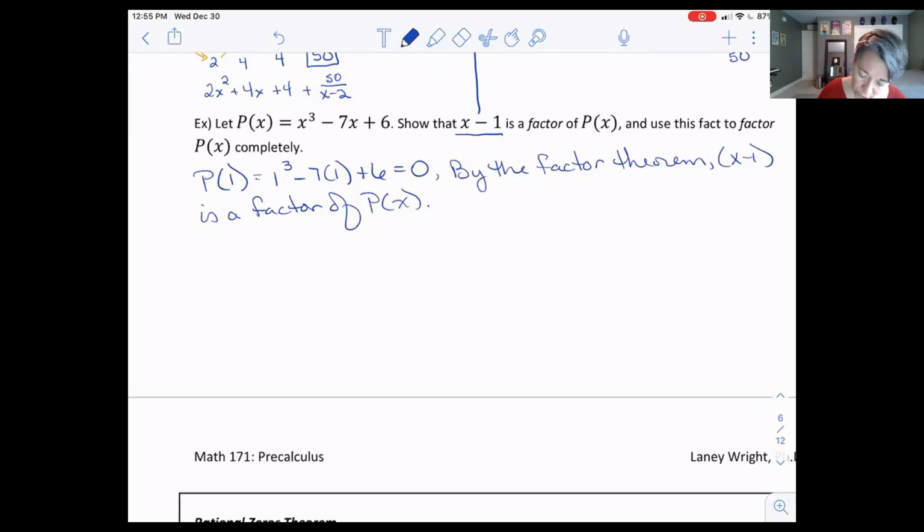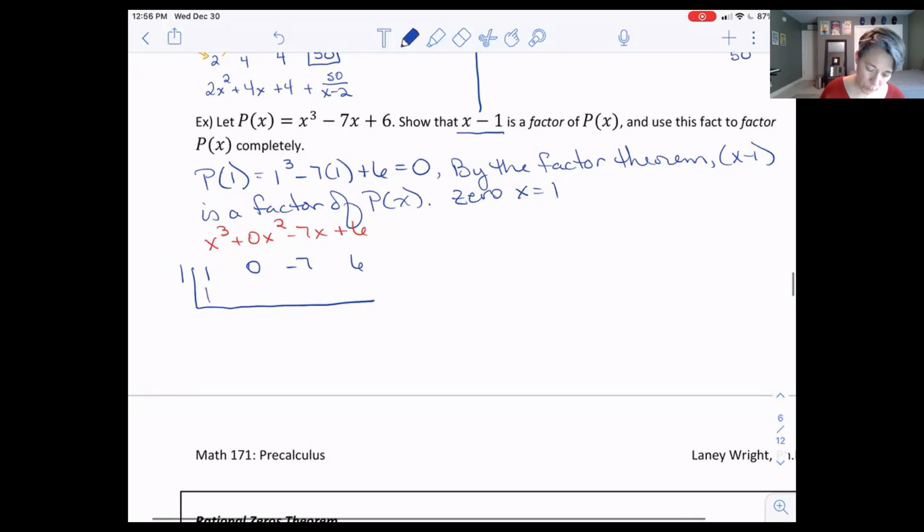So here our 0 is x equals 1. So we're going to divide by that 1. And again, our original equation in descending powers would be x cubed plus 0x squared minus 7x plus 6. Every type of term from the largest to the smallest has to be counted for. And then we put in those coefficients: 1, 0, -7, and 6. So we bring down the first one, multiply, combine, multiply, combine, multiply, and combine.